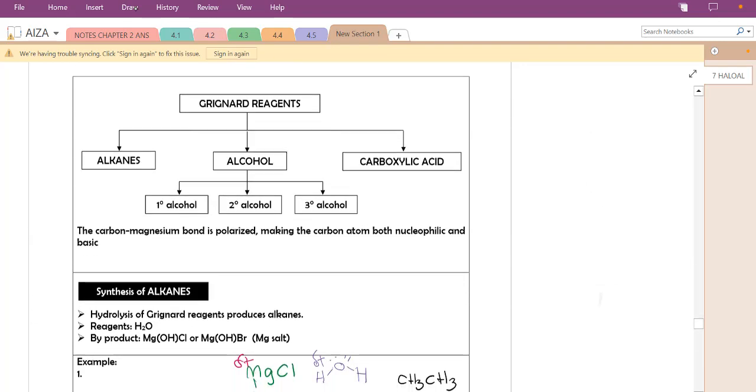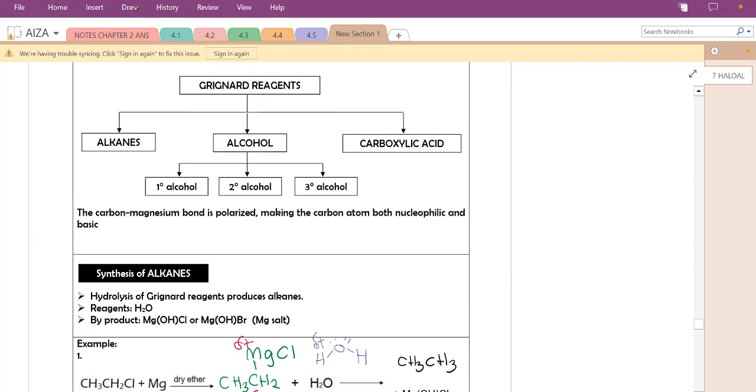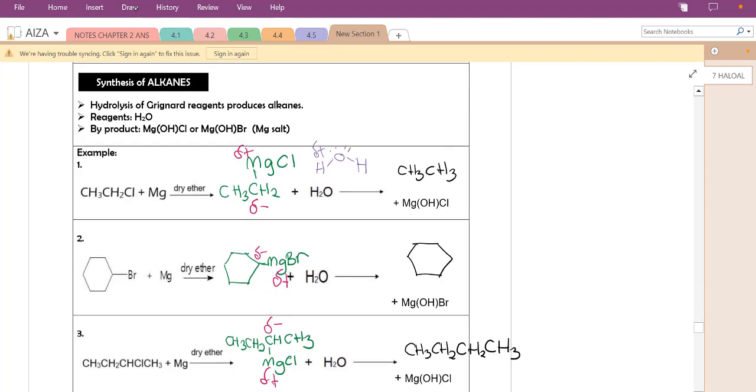Next is reactions involving Grignard reagent. The carbon-magnesium bond is polarized, making the carbon atom both nucleophilic and basic. The first one is synthesis of alkane: hydrolysis of Grignard reagent to produce alkane. The reagent is water, and the byproduct is a magnesium salt, whether it's this one or this one.